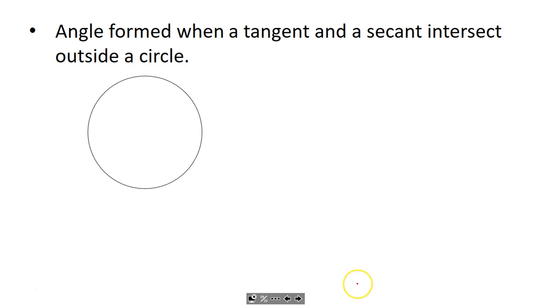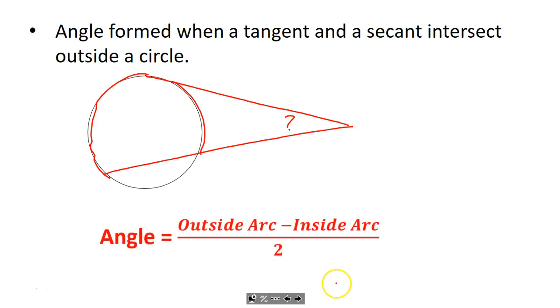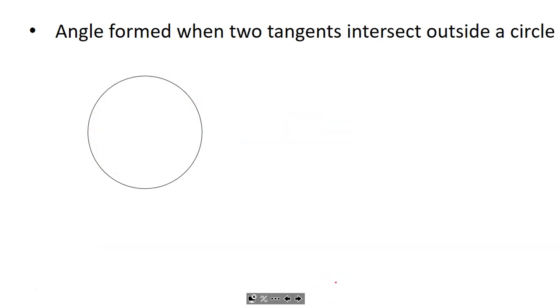The next one has to do with an angle formed with a tangent and a secant. So here we go again. We got a tangent here, and then we got a secant. Well, the process is the same. We still have an outside arc minus an inside arc divided by 2. That equals the angle. And here's our last one, 2 tangents.